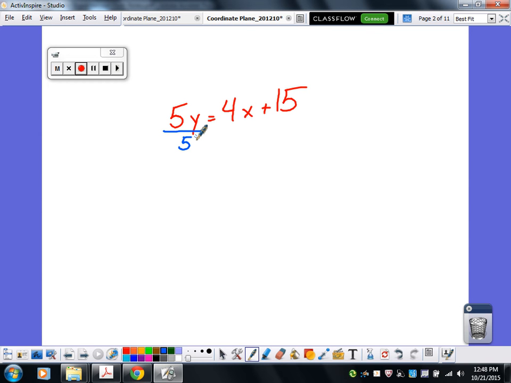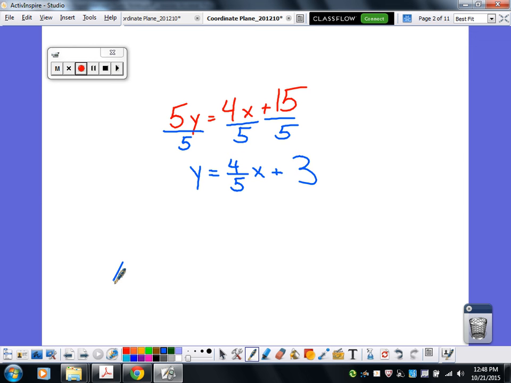I want to get y by itself. What is the only thing that's keeping y from being by itself? Only the 5. Right? You have to keep in mind the overall concept, and not just get stuck in the routine of doing the same thing every time. Think about what you're trying to accomplish. So divide by 5, divide by 5, divide by 5. You get y equals, what over here? Yep. 4 over 5x plus 3.